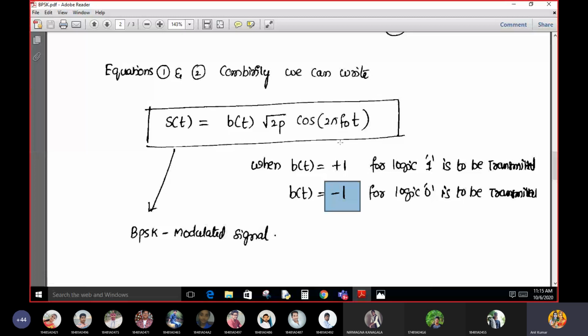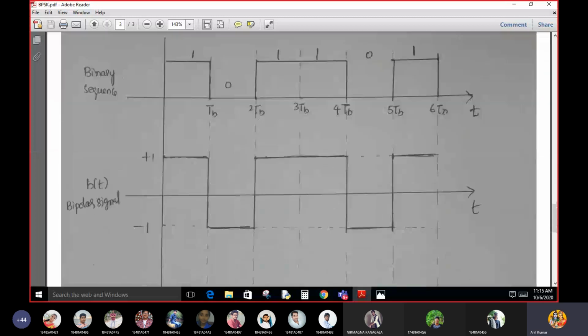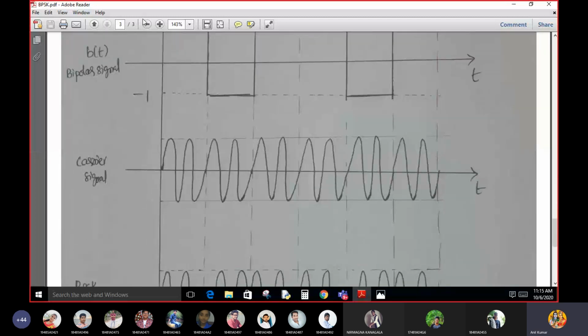Okay? So minus 1 indicates a phase shift of 180 degrees and plus 1 indicates there will be no phase shift. Okay, so now this is the mathematical expression. I have already clearly explained this in the previous class, right?